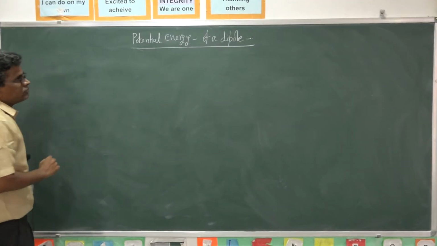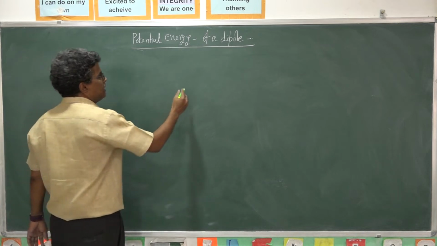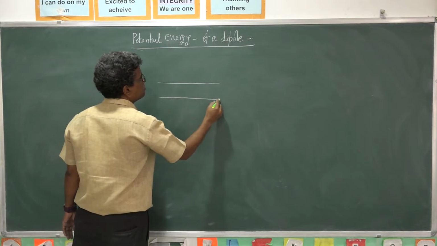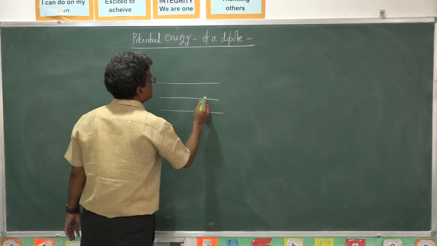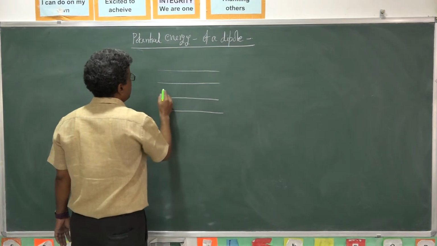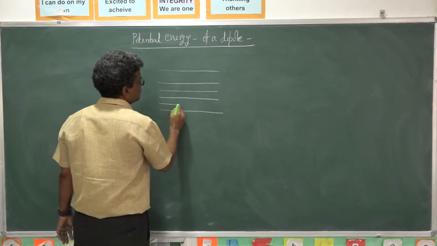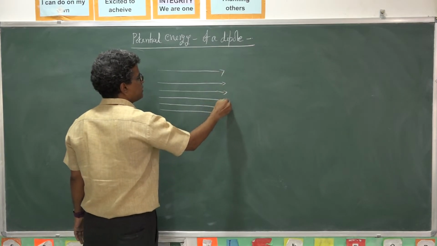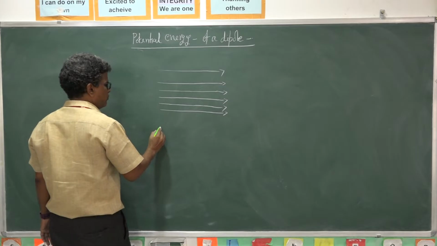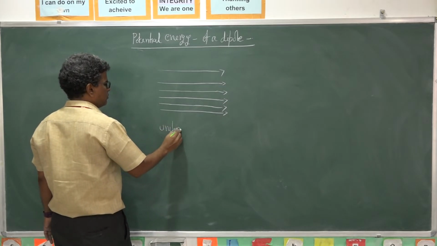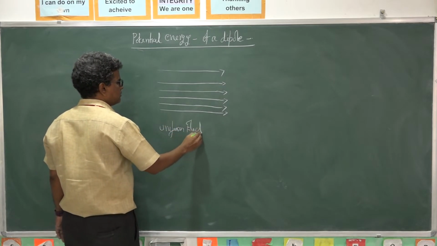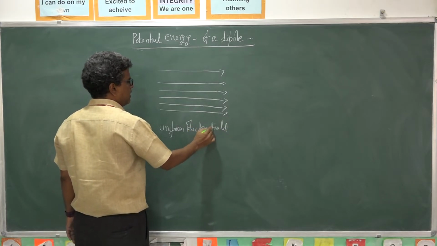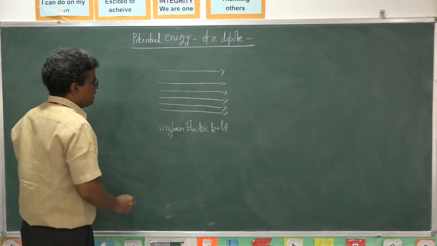So let us consider a uniform electric field. These are the parallel lines. These parallel lines indicate what? A uniform electric field. These parallel lines indicate a uniform electric field.